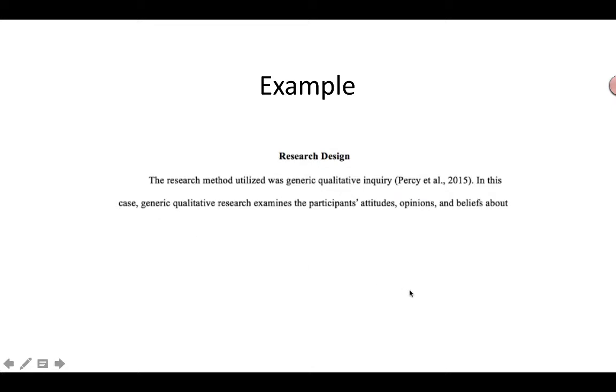Here's an example of what it should exactly look like. Of course, this is not yours. You got to put your words in there.